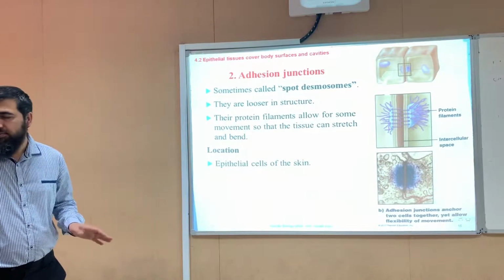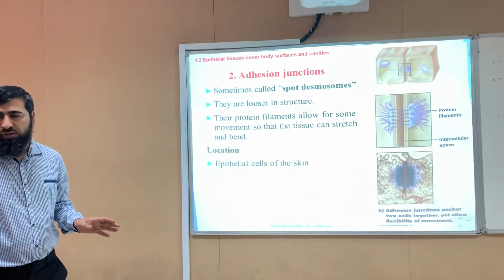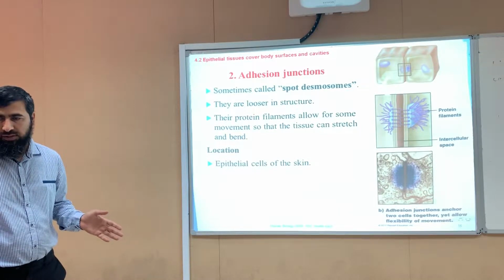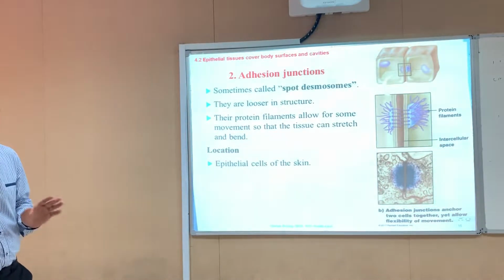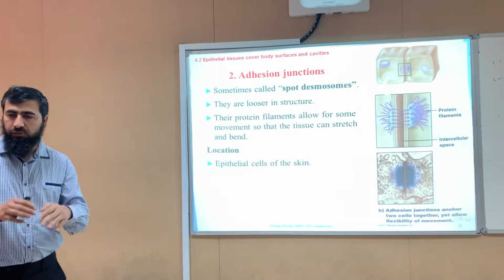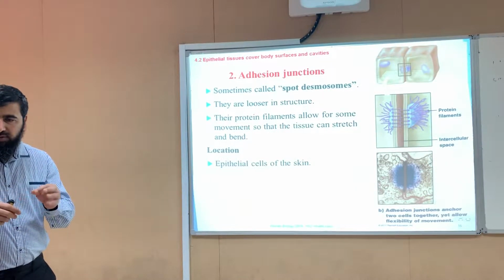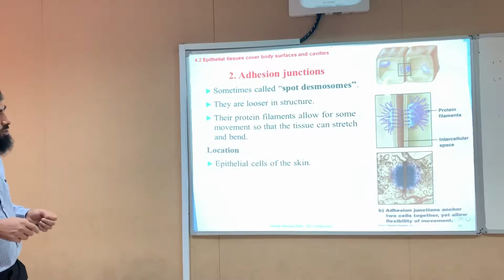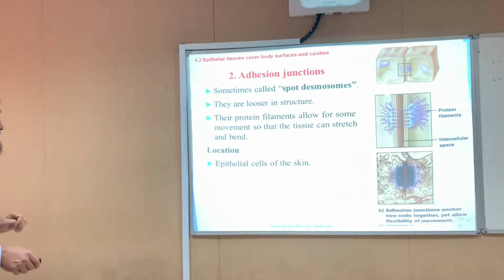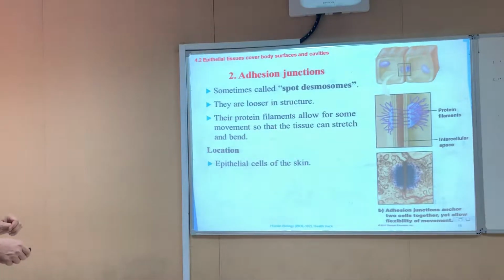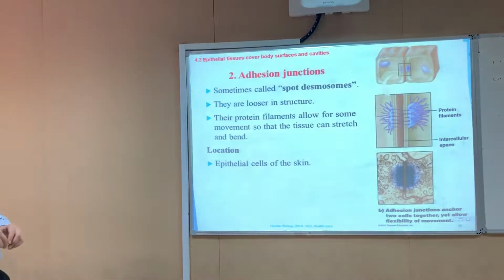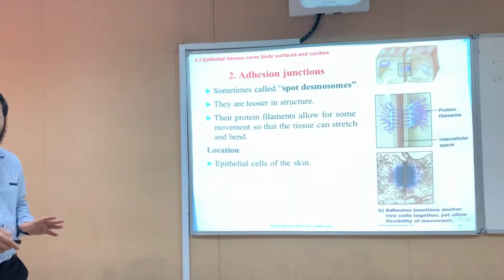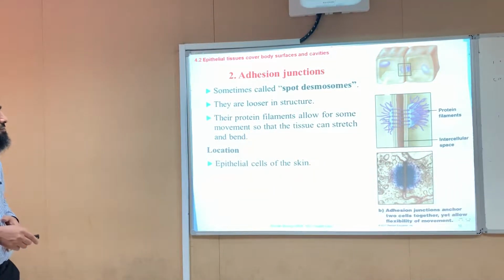Well, sometimes water can move out when you sweat. It's not waterproof. Like if you put your hand in water for a long time, your hands get wrinkly. So it's not watertight, okay? But it allows movement and stretching of the tissue. So we find these adhesion junctions or spot desmosomes in the skin, all right? They're not as strong as the tight junctions, okay?